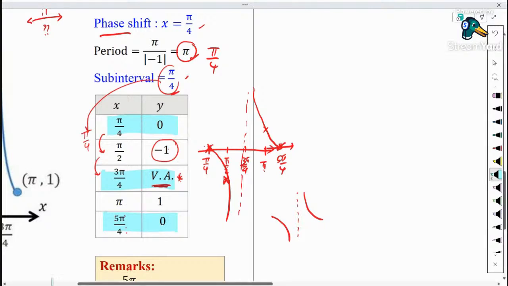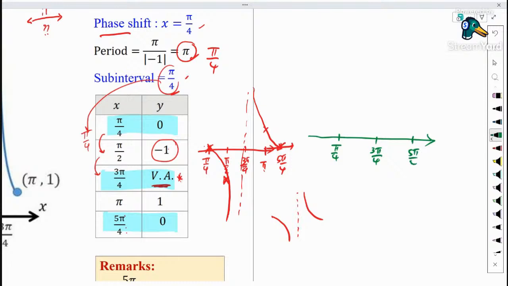So now with this info here, I try to sketch the one cycle graph, where I will have pi over 4, 3 pi over 4, followed by 5 pi over 4. Asymptote. This is the shape of the graph that I have for one cycle. One cycle is this. And watch out. This is not yet the final answer.